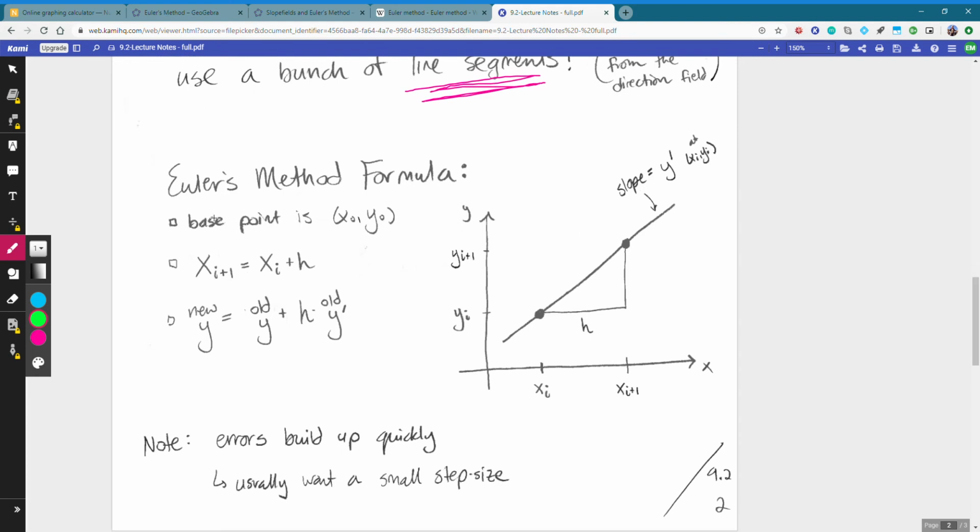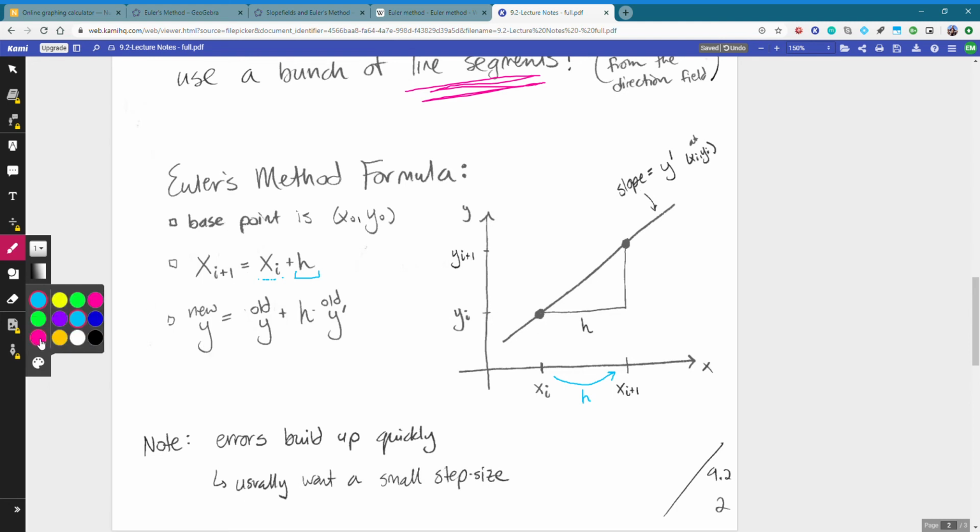So again, the base point that we're starting at, we call x naught, y naught. And the idea is with each iteration, we're going to move out a certain amount in the x direction, some step size, we'll call that h. And so to move from xi to xi plus 1, we just take our xi and we add that step size to it. Now the question is, what y do we end up with? And that's going to depend on the slope, right?